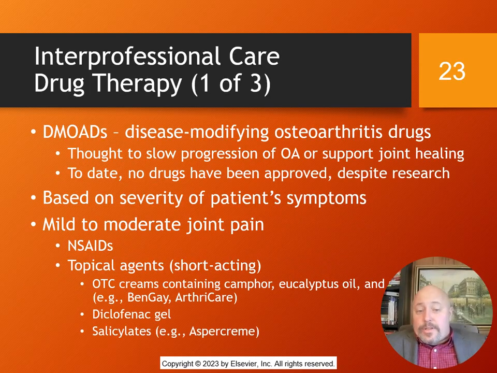Again, these drugs are thought to slow the progression of osteoarthritis or support joint healing. And unfortunately, to date, there's no drugs that have been approved despite research. There's nothing that's really going to cure that arthritis. We can only slow its progression. And again, NSAIDs, topical agents, anything we can do to help relieve that pain and swelling within that patient's joint.